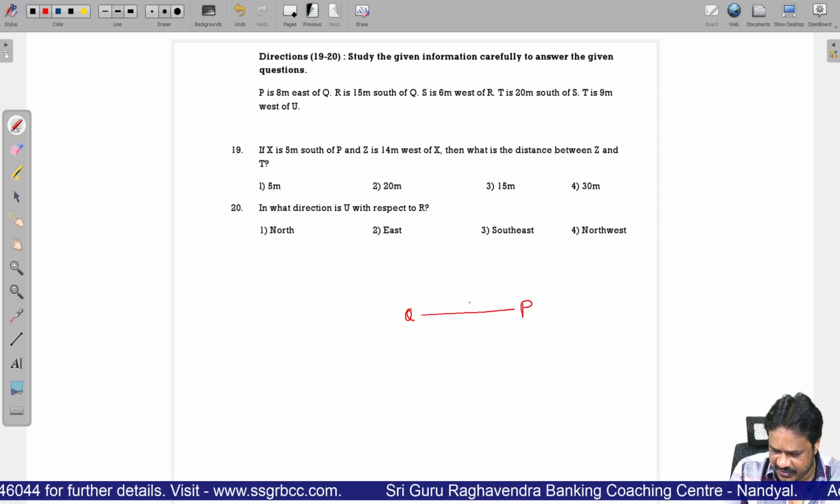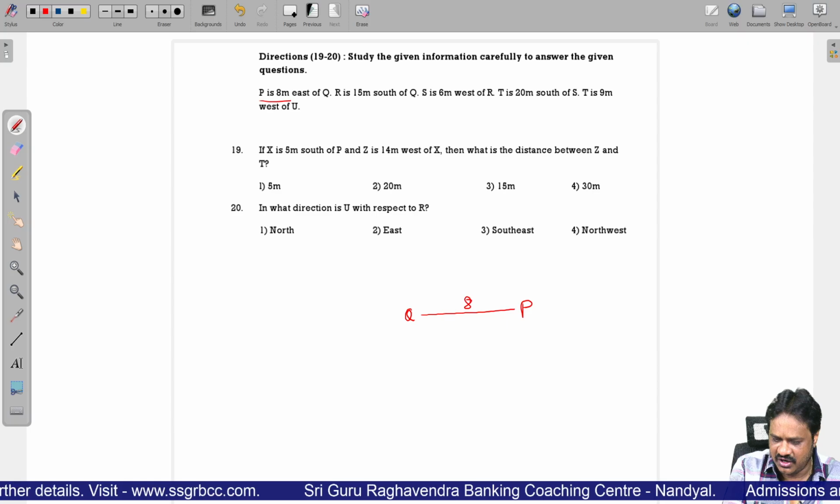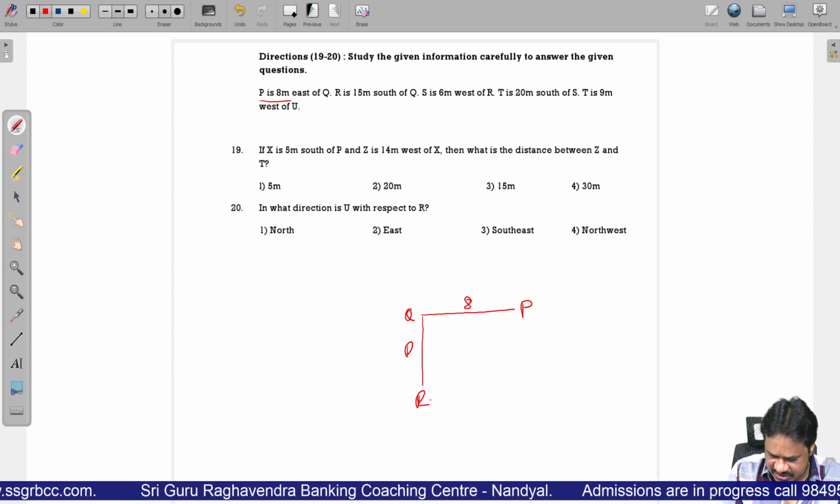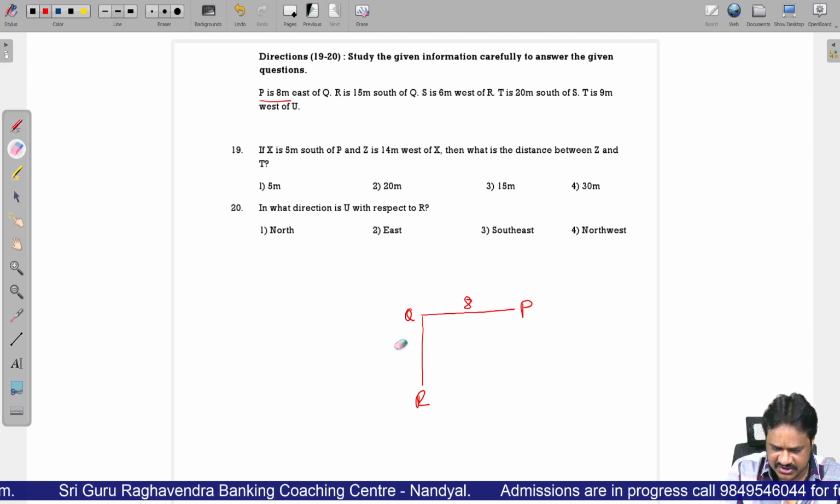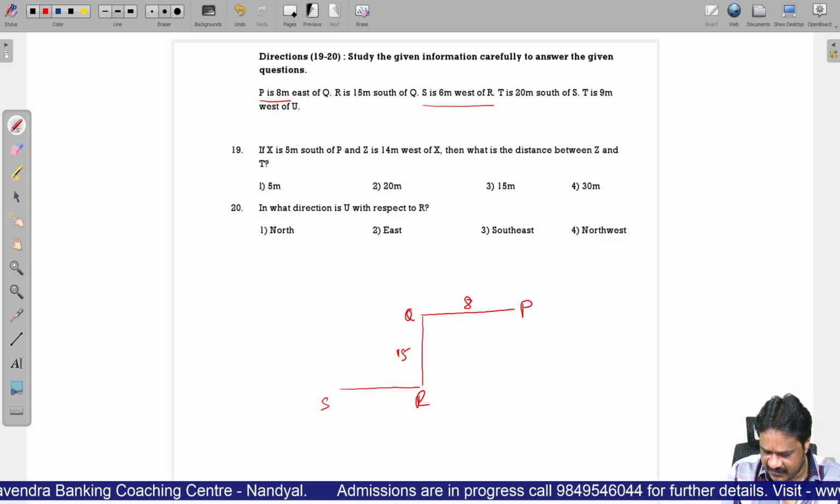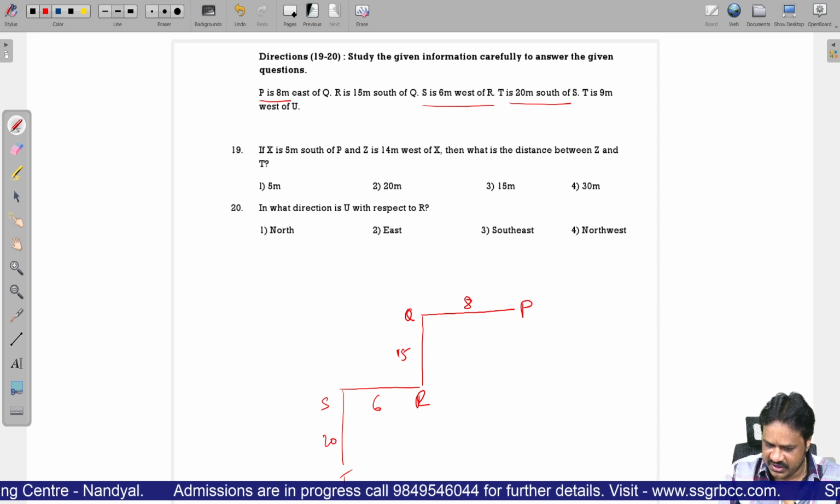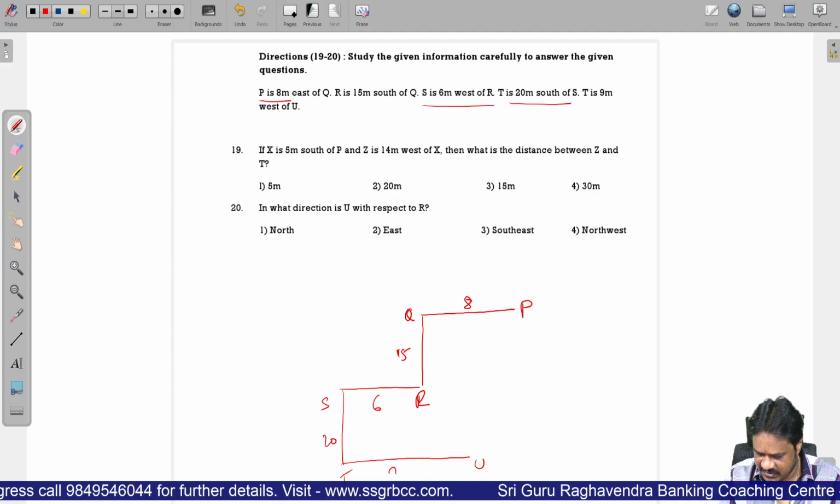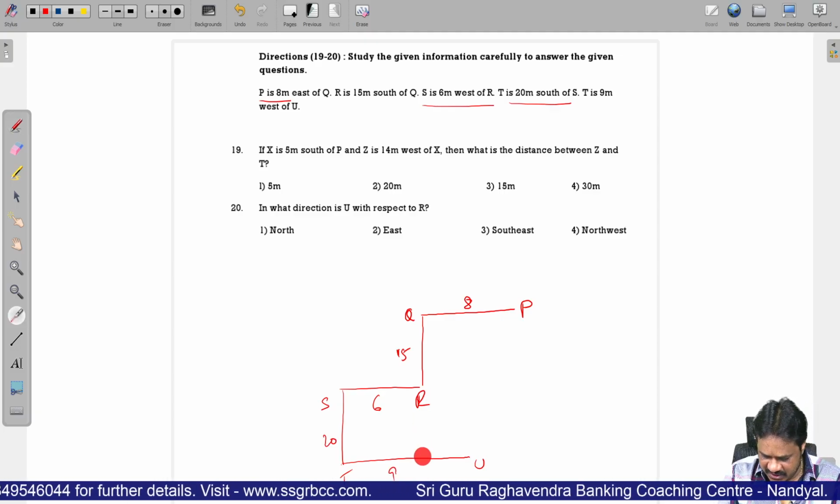Q to P, how many meters? 8 meters. R is 15 meters to the south of Q. R is 15 meters. S is 6 meters west of R. T is 20 meters south of S. T is to the west of U, how many meters? 9 meters. If you draw until here, it will be 6. I am drawing one bigger line compared to this 9 meters.